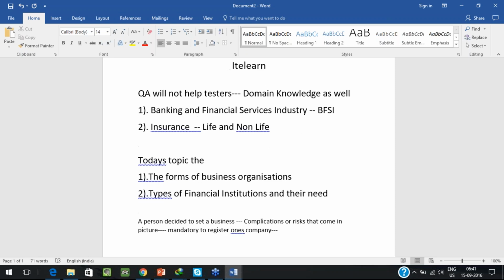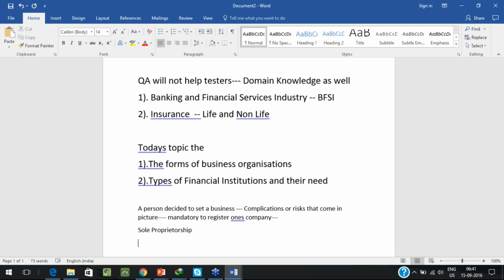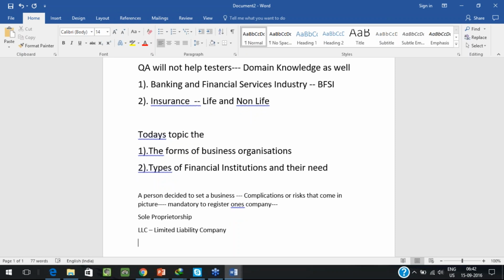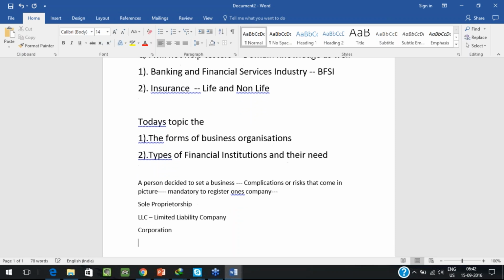Now here the form of business, whatever the type of business you are doing, is broadly classified as sole proprietorship, or it can be LLC, which is limited liability company, and then the next one is corporation, and then last but not least, partnerships, or limited partnerships, or LLPs again. So these are partnership based ones.